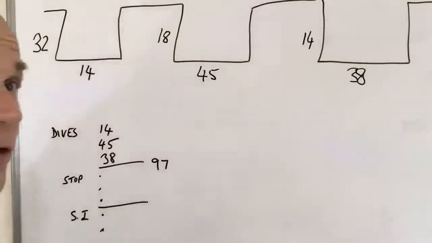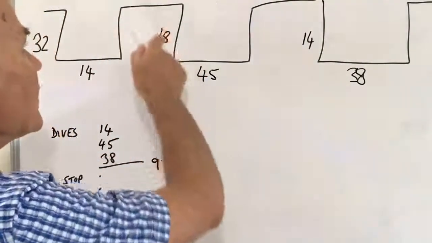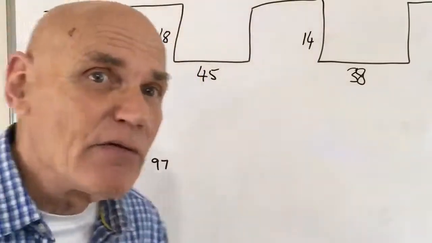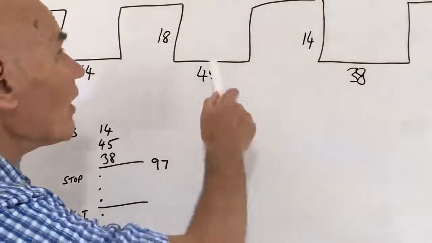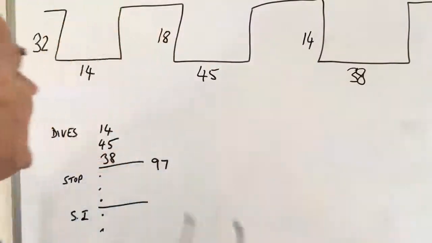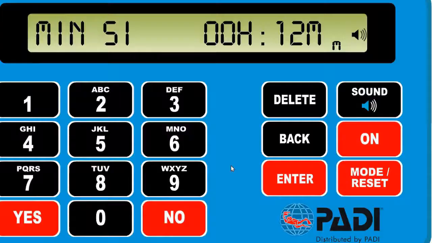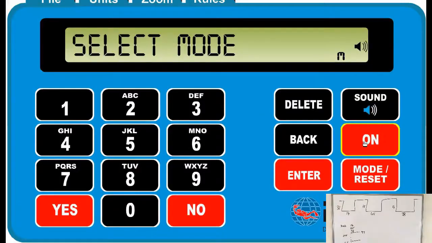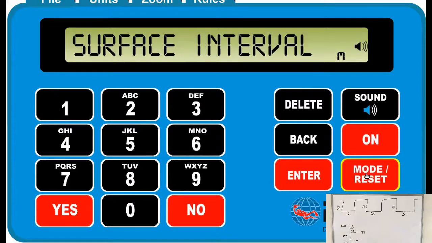So what I'm going to do is start with minimum surface intervals to find out what the minimum surface interval is here, and then we've got no choice but to start again from the beginning and work through with dive planning and just see how far we get with it. So let's see how this goes. We're going to start off with surface interval. We switch it on and select mode of minimum surface interval.